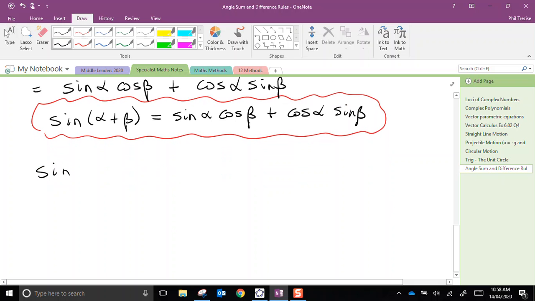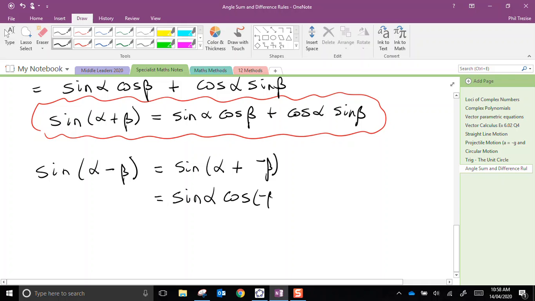So we would go sine of alpha take beta. And we would note that that is the same as the sine of alpha plus negative beta. So I'm going to apply my previous rule about the sum of two angles. My rule goes the sine of the first by the cosine of the second plus the cosine of the first one multiplied by the sine of the second angle.